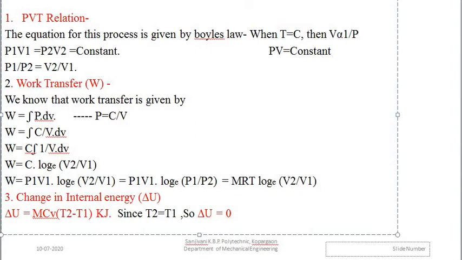Now the next parameter is the change in internal energy. For all the gas processes we can use the similar formula to find out the change in internal energy, that is delta U is equal to m Cv (T2 minus T1). Now since T2 is equal to T1, therefore T2 minus T1 is equal to 0. Therefore the change in internal energy will be equal to 0 as temperature is remaining constant.